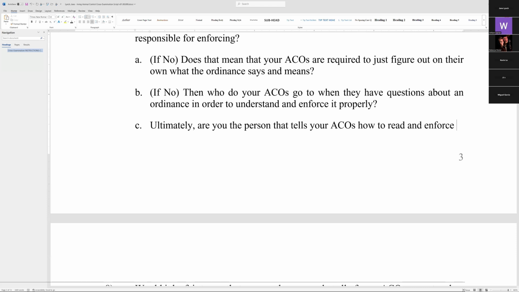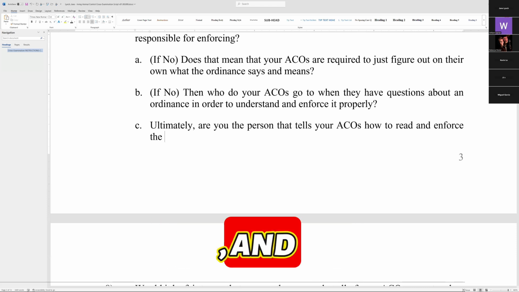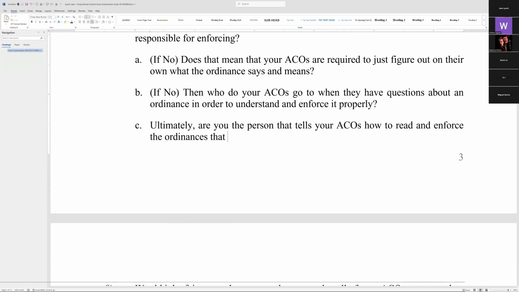They think something is a violation and they just write it up. Hang on just a second. Okay.